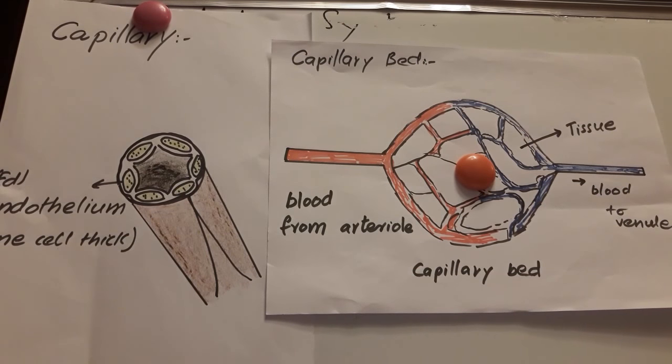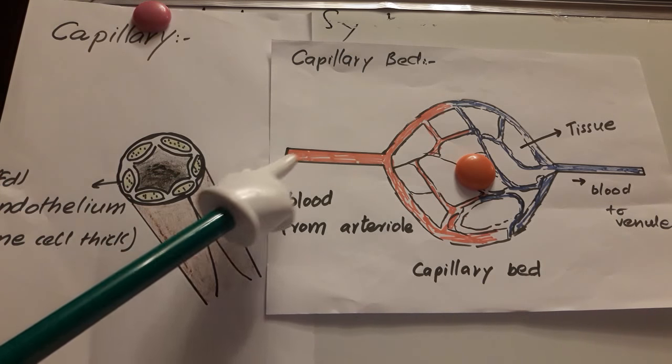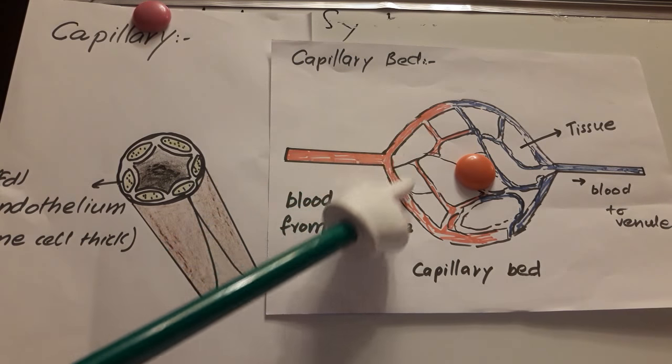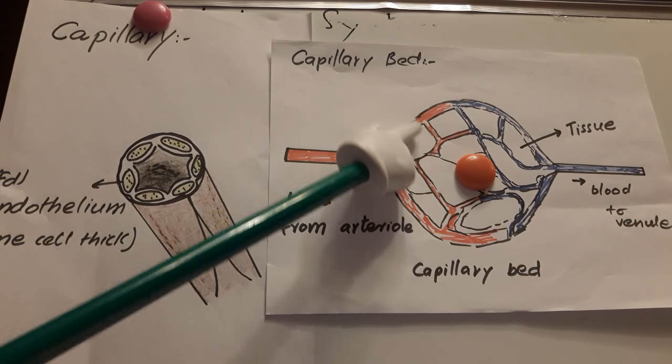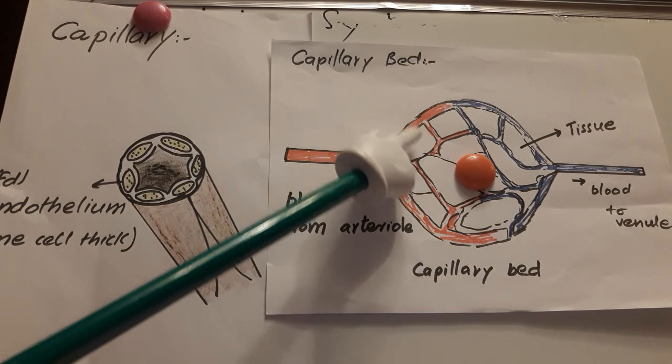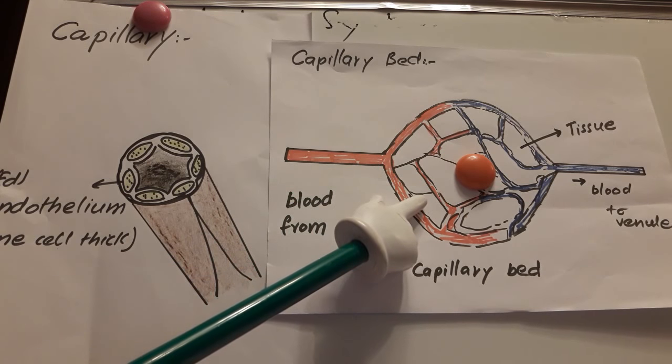So now we'll discuss capillaries. Arteries divide into smaller tubes. These are known as arterioles. When arterioles further divide, they make even smaller tubes, and these are known as capillaries. These are the smallest of the blood vessels.